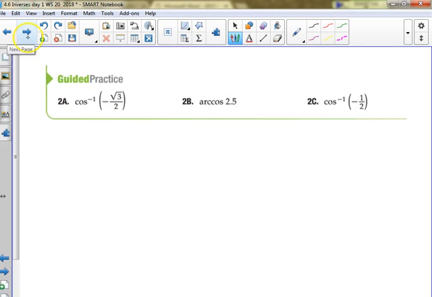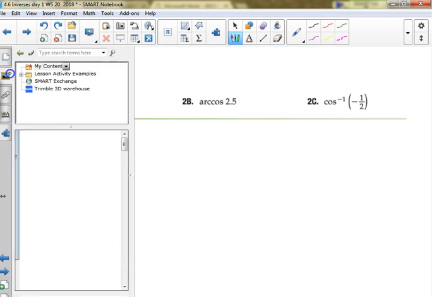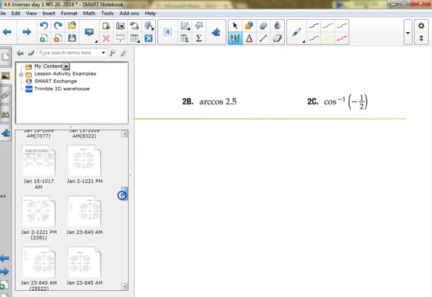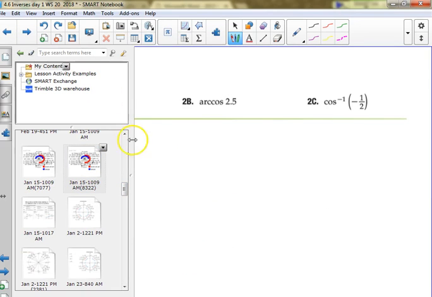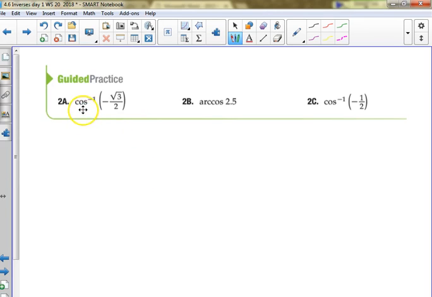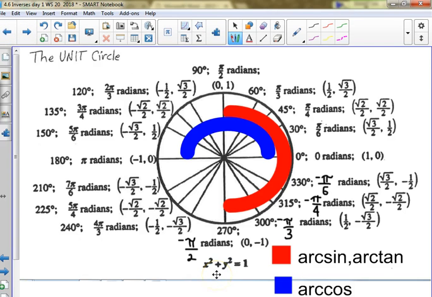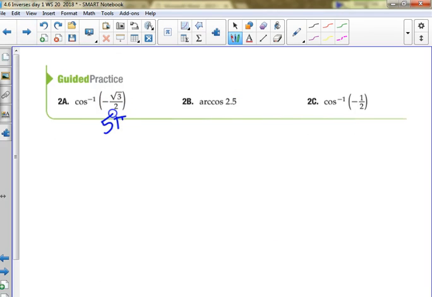Okay, using the unit circle, I'm going to do this. Okay, here's my pretty unit circle. So, where is the cosine negative square root of 3 over 2? So I go here, cosine, I can look in these two quadrants. Over here is where it's negative square root of 3 over 2 because it's got to be in the x slot. So it's 5 pi over 6. I'm going to do C next.